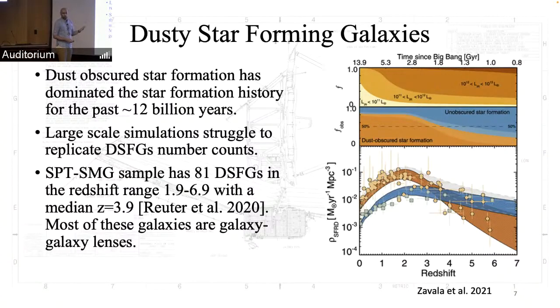So understanding what's going on in these types of galaxies will help us understand how the universe works, since large-scale simulations such as Illustris TNG fail to produce the number counts that we see in dusty star-forming galaxies, by about an order of magnitude. So there's a lot to be learned by studying dusty star-forming galaxies. The two galaxies that you saw were selected from the SPT-SMG sample. This is a spectroscopically complete sample, ranging from redshift 1.9 to 6.9, and the two galaxies are at redshifts 3.7 and 4.2.